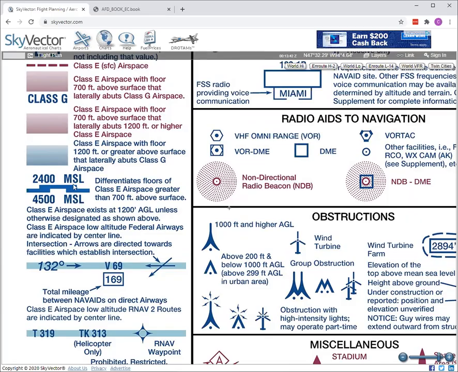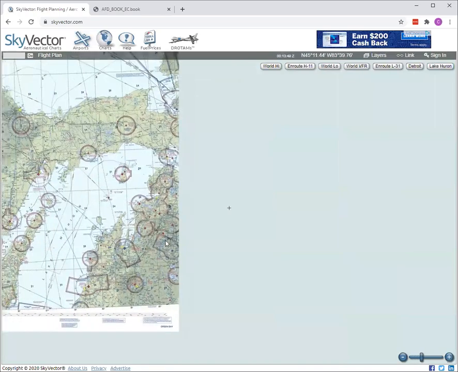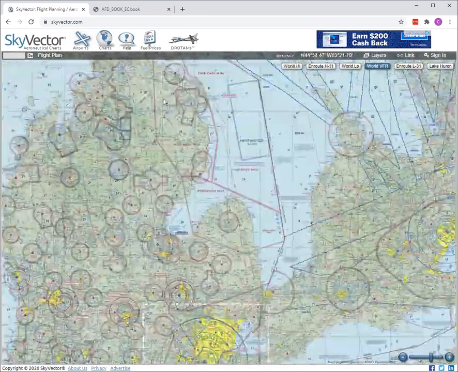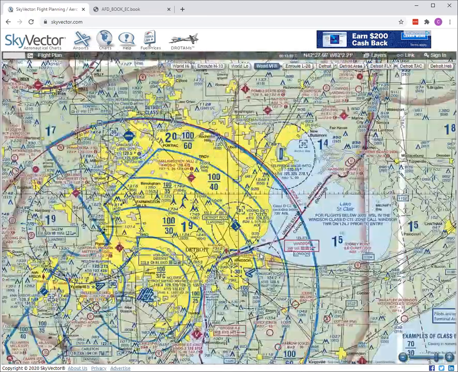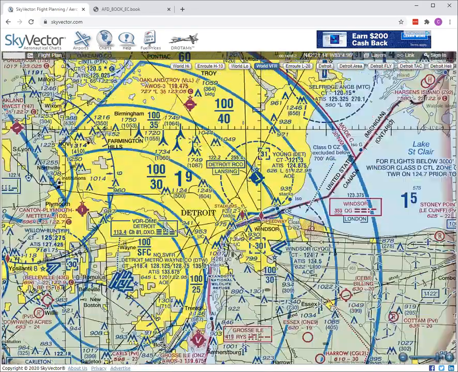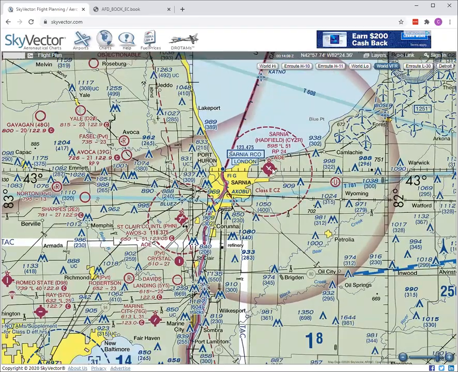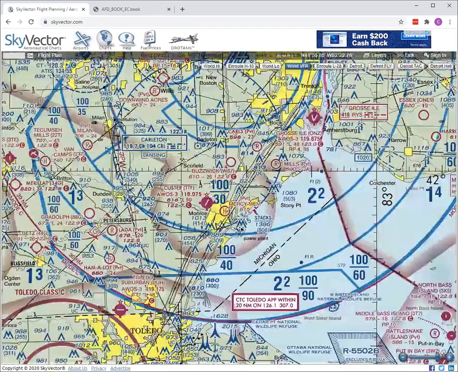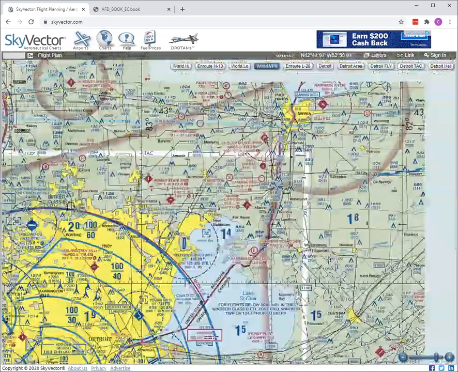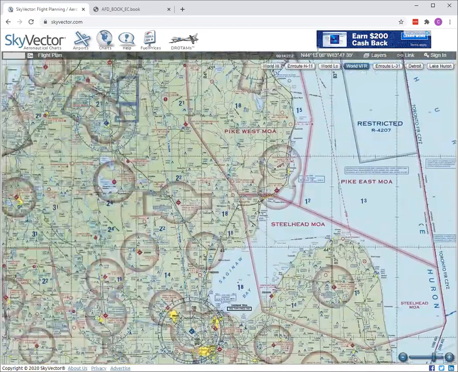And I think, let me see if I can find one of these. I know there's one over by Detroit, I think. I might not be able to find it. I thought there was one over here. Oh well. It's okay.